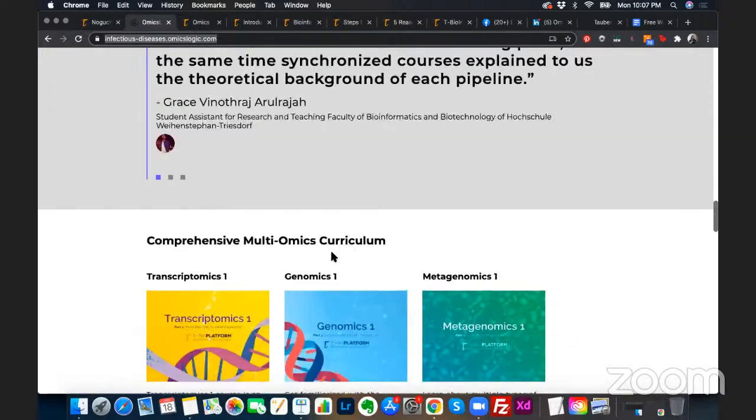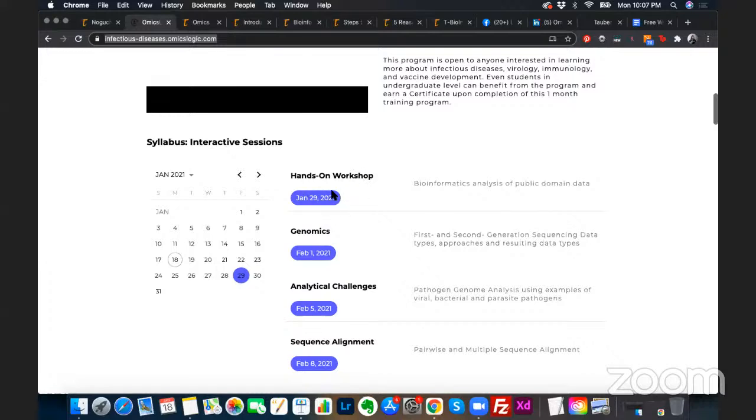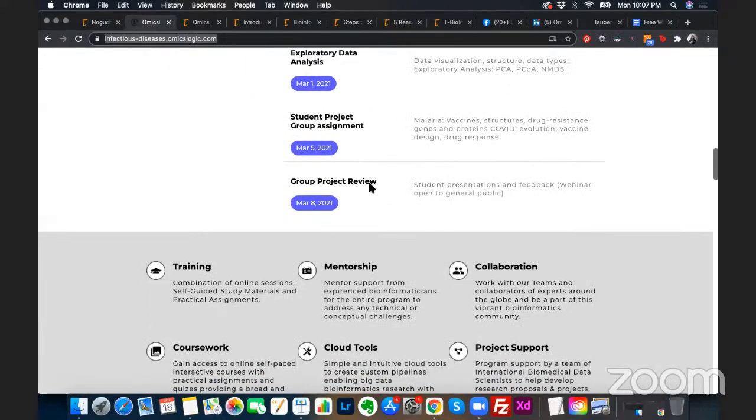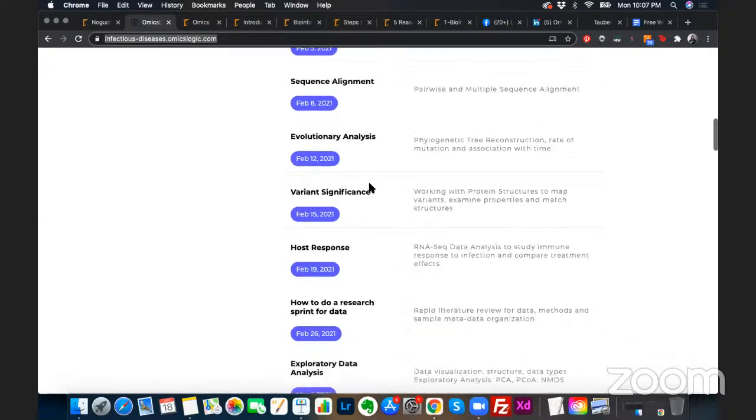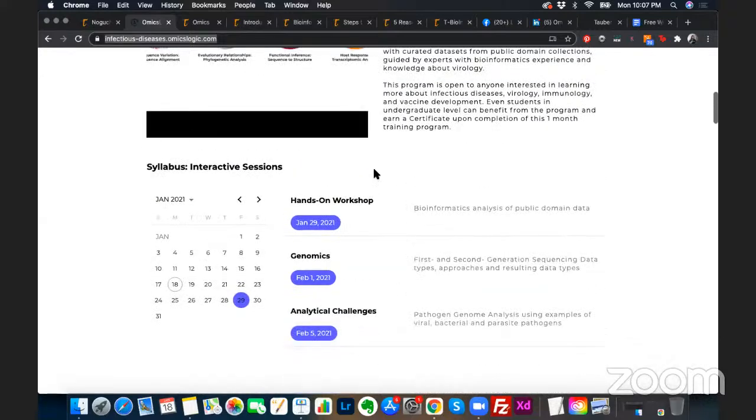On this page, you will find that the program starts with a hands-on workshop on January 29th and goes on till March 8th, where we will have a group project. This program starts with a very basic understanding and builds up with the help of asynchronous courses and live sessions like we are doing today, where you can directly interact with a mentor, ask your questions and have your doubts cleared, as well as do hands-on analysis with the T-Bioinfo platform or any of our other platforms, using tools like R and Python, along with your mentor. So this is all going to be part of this 3-month training program.